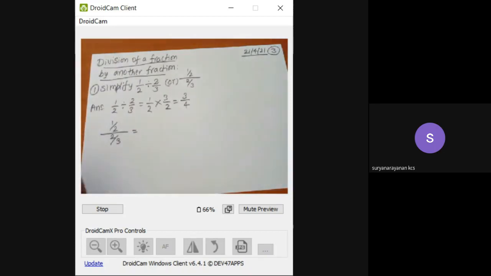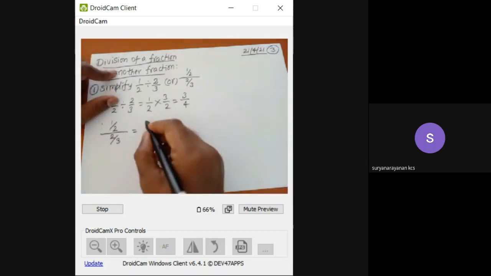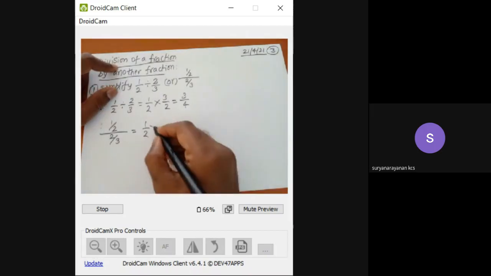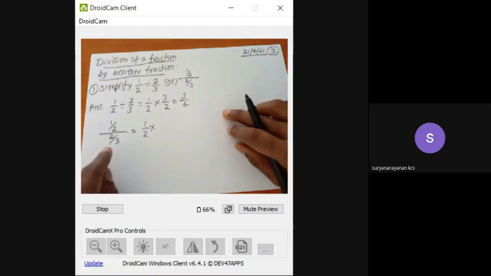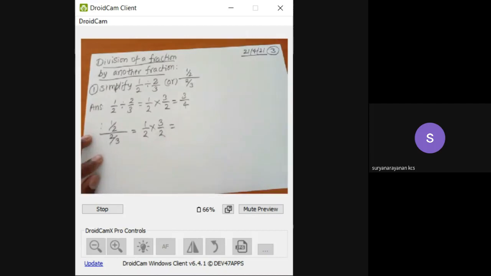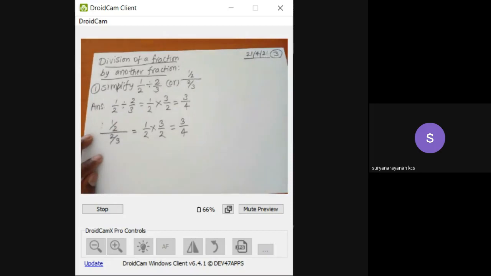Sometimes it is given like this: 1 by 2 in the numerator, divided by 2 by 3 in the denominator. If you want to simplify this, first we write the fraction in the numerator as it is. We keep the multiplication symbol. We write the reciprocal of the denominator. What is the multiplicative inverse of 2 by 3? 3 by 2. So here also we get the same answer, 3 by 4.